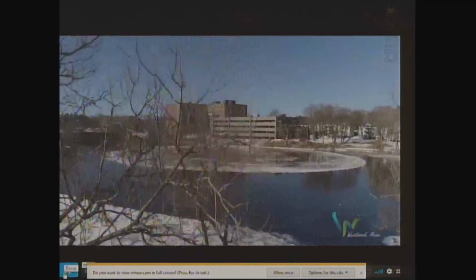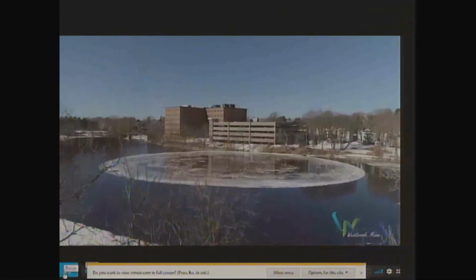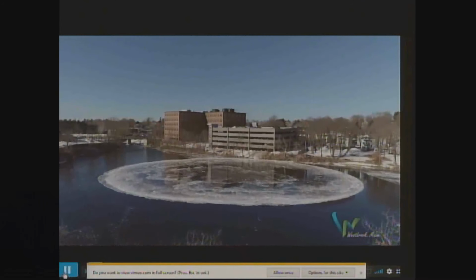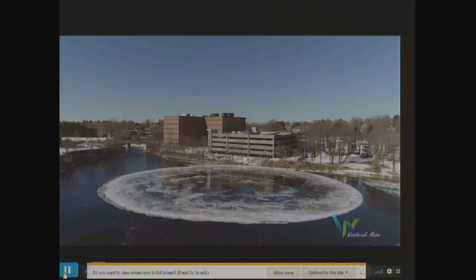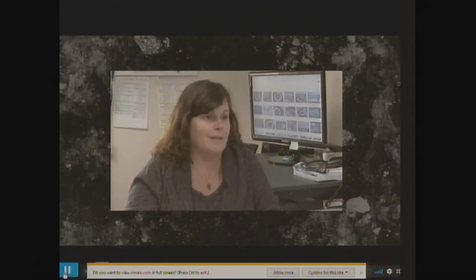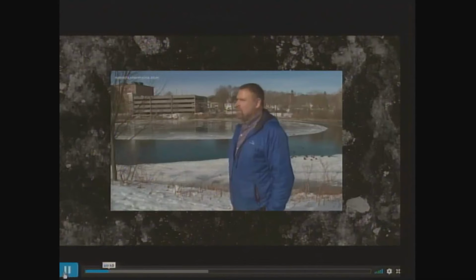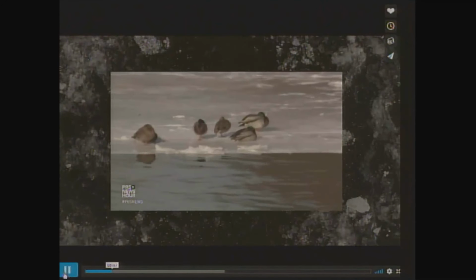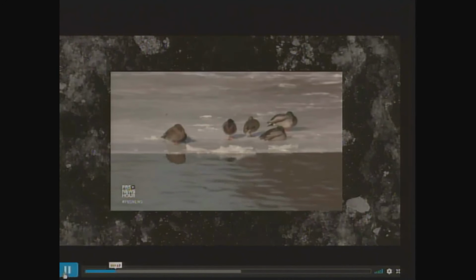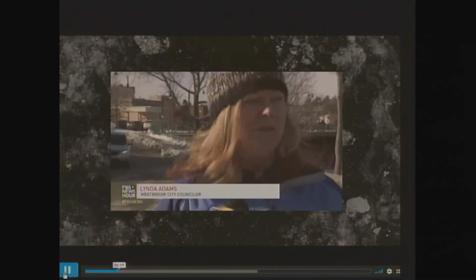Riddell was alerted to a giant ice disc spinning in the Presumpscot River. So she went to the waterfront to capture some footage with a drone. Just grabbed the shot and put it on Instagram and left it. I've lived probably 52 years of my life in Westbrook. I have not seen anything like this. I think the ducks and the seagulls are enjoying the natural amusement ride going on in the middle of the river. It's been great. And that was just the beginning.